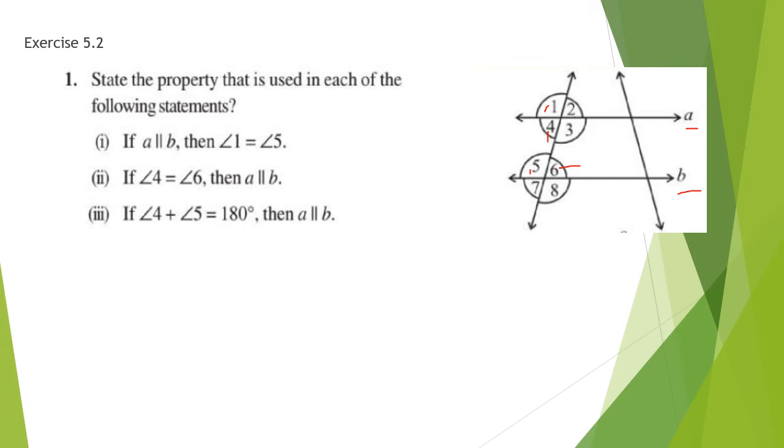So already we have learned the first point. What is that? Corresponding angles are equal in measure. So what is the reason you will write for the first one? It's corresponding angles. We know that corresponding angles are equal.